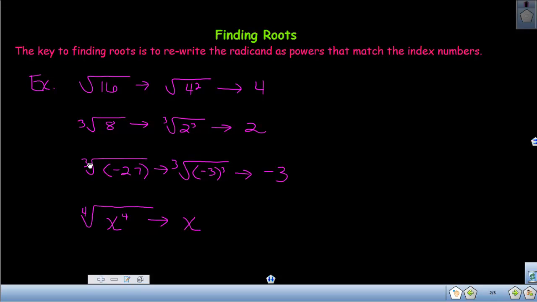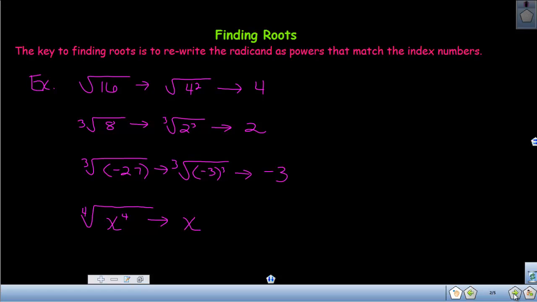Now with odd index numbers, keep in mind you can have negatives underneath the radical sign and they still be real because you have 3 equal factors. When that number is even, you will never have equal factors. So with that being the case, negative 27 can be written as negative 3 times negative 3 times negative 3. And when we remove the radical sign and the cubic root, we get the principal root, which is negative 3. Same can be done with exponents and variables. So again, this fourth root and this 4 will cancel each other out, and so we are left with just the principal root of x.